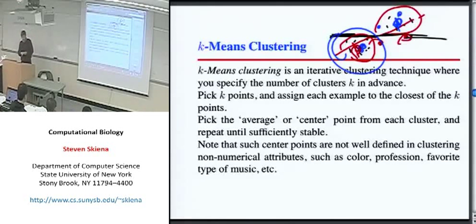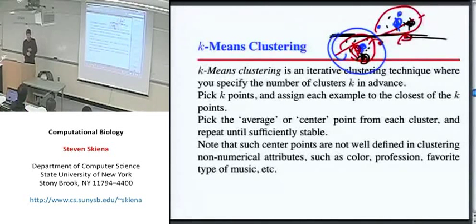So the question is, how do you pick your starting points? I know no better way than to start my points at random. Okay? Now, what we would have really liked to do, of course, would have been to start our cluster with one in this point and one in that point, right? But how did we know that before we started, right?